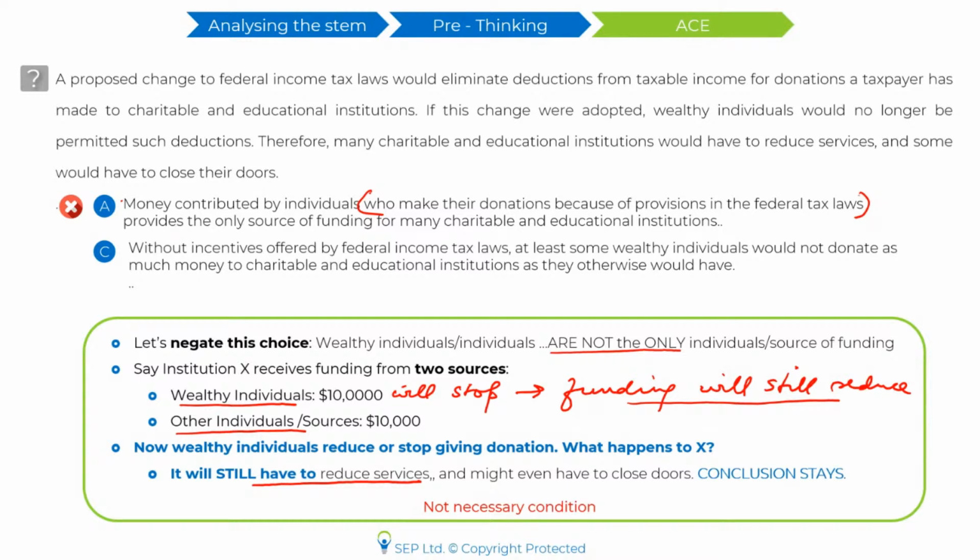C, on the other hand, if I negate C, it means no wealthy individual is going to stop donating. All right? It would mean that wealthy individuals would continue to donate, and therefore that would break my conclusion. And that is how C is the correct answer. Is this clear to all of you? Is this clear? The negation, is it clear, Ayan? So in these circumstances, you try the negation, otherwise not.